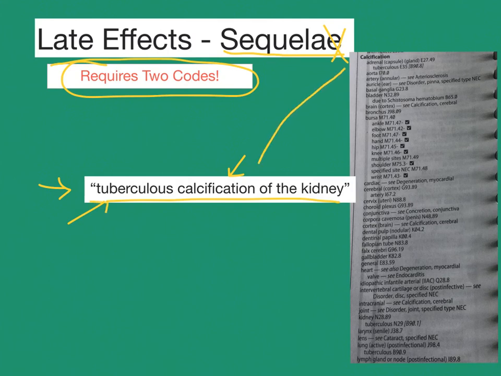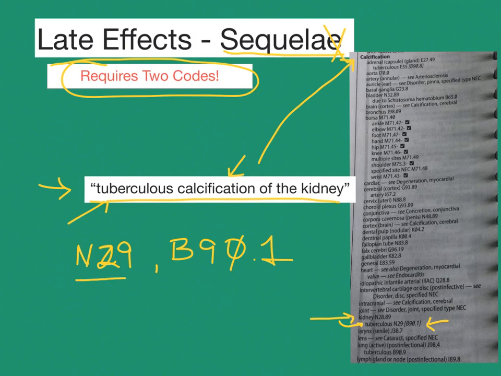So let's start with our main term of calcification, subterm kidney, subterm tuberculous, and here we have the square brackets for the mandatory multiple coding: N29 and B90.5. So again, the nature of the late effect is sequenced first. Here, the N29 for the calcification of the kidney, and then that is followed up with the code that caused that late effect. In this case, it was that late effect of tuberculosis, B90.1.